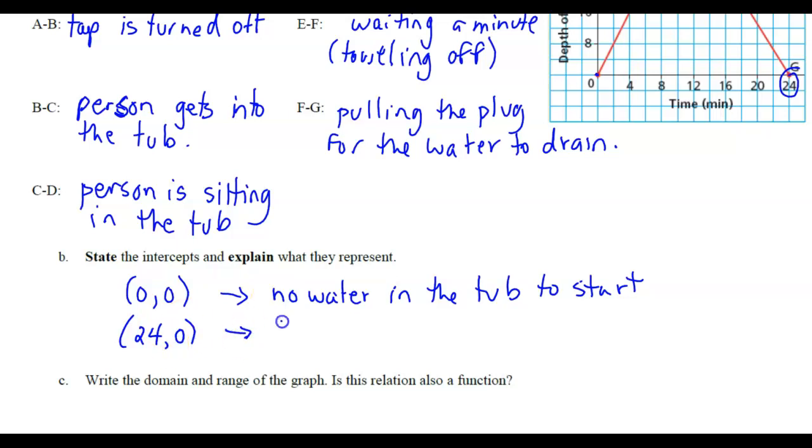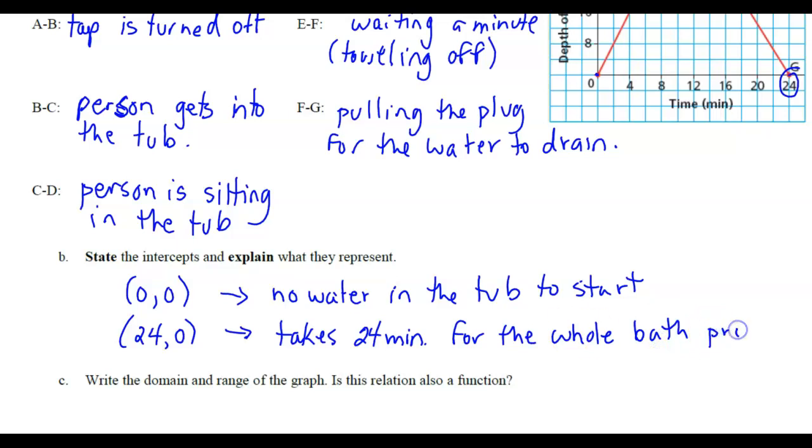So it takes 24 minutes to run the tub, have a bath, and drain the tub. So I'll maybe say for the whole bath process. That saves a bit of space. Okay.